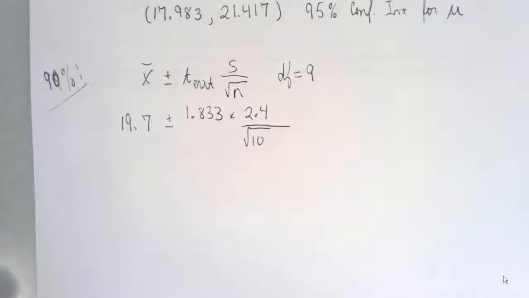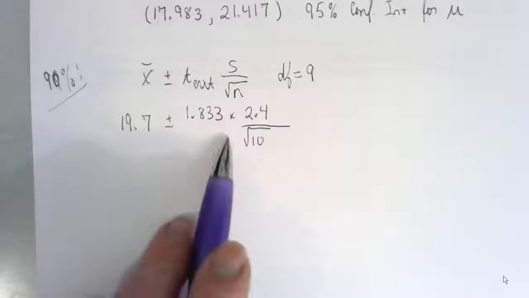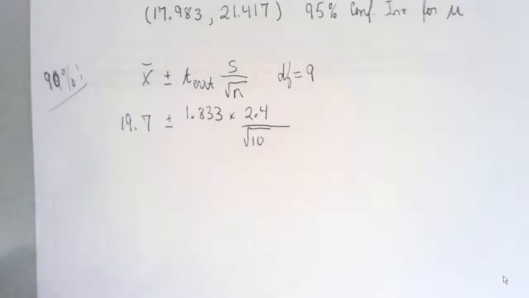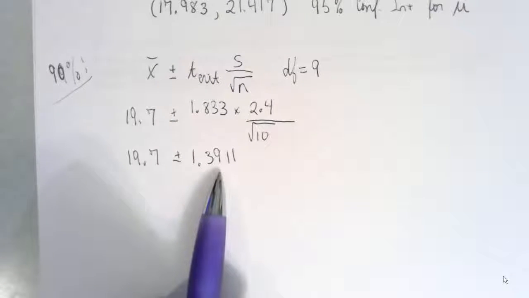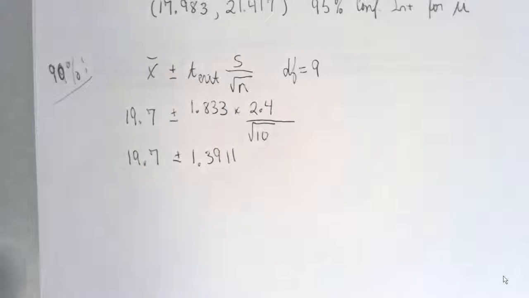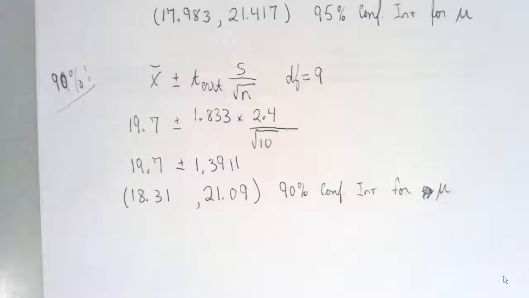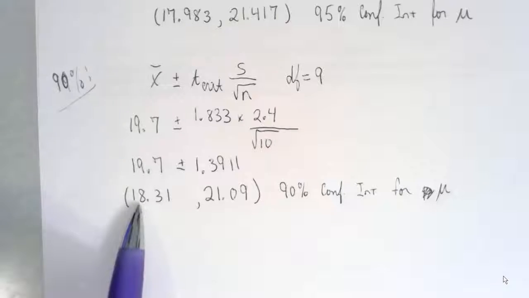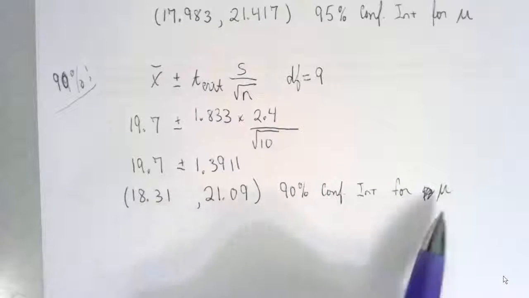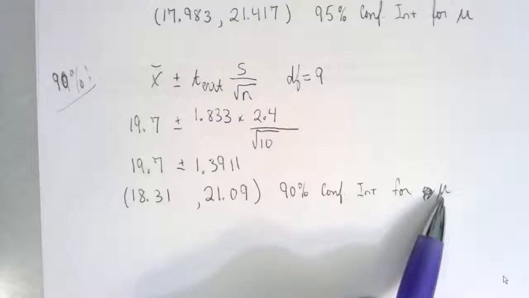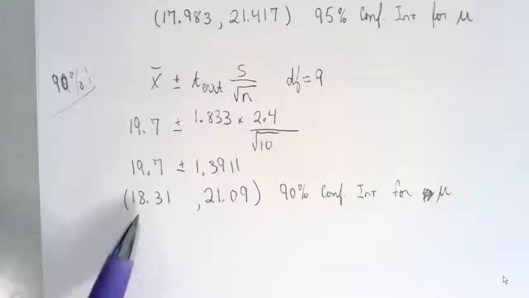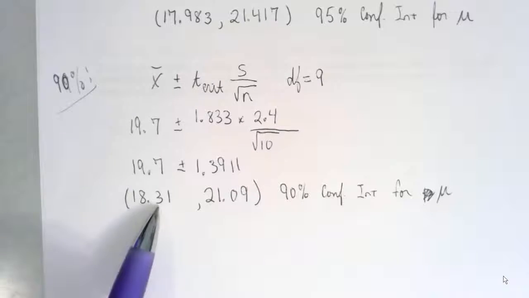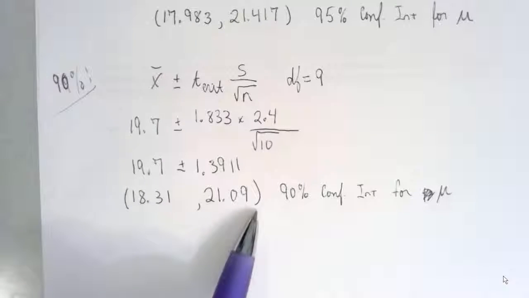Everything else in the formula is just like it was in the previous step. So we will compute this margin of error, and then we'll add and subtract it to 19.7. Our margin of error comes out to be about 1.3911. So that gives us a confidence interval for the mean of the population, the mean weights of adult male bobcats, and we get a range of 18.31 pounds to 21.09 pounds.